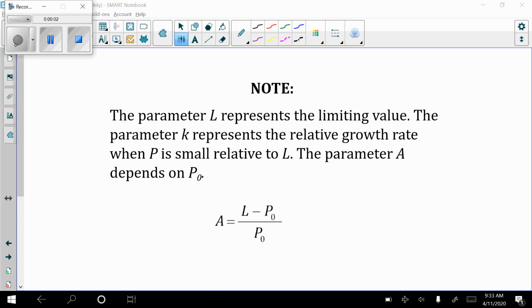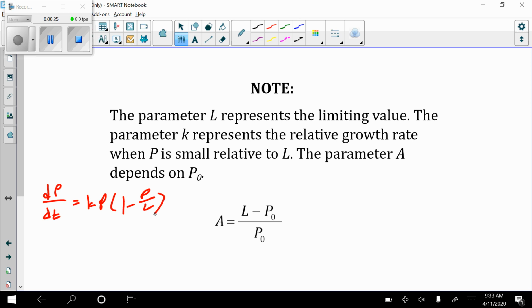Hi there, and welcome to the second video that I'm making over logistic functions for BC Calculus. To recap, what we did in the last video is we took the differential equation, I should say, of dP/dt equal to kP times (1 minus P over L).